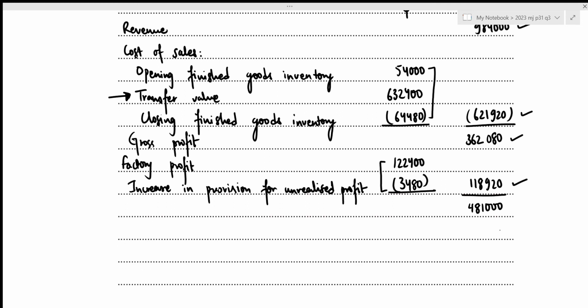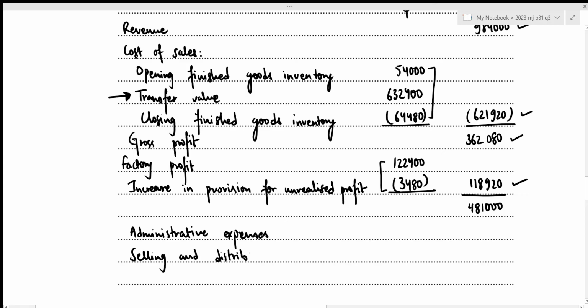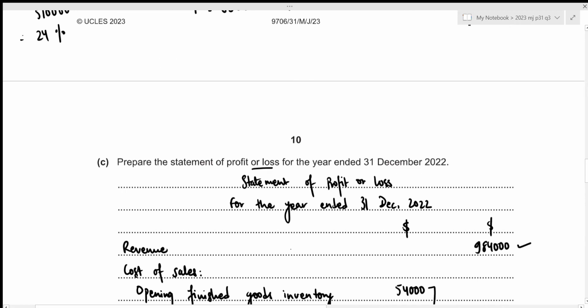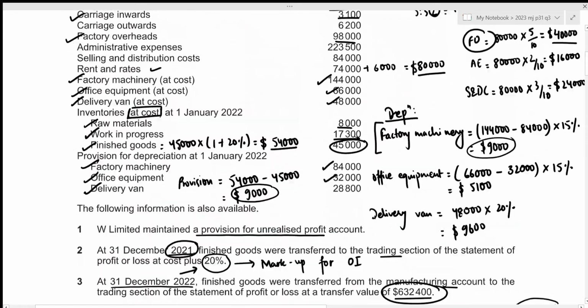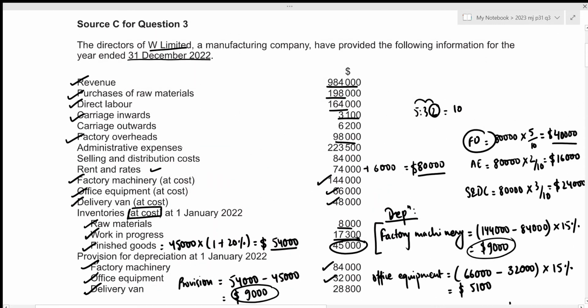Now we just need to subtract all of our overheads so that we can figure out our profit for the year. And remember that the overheads are categorized into two headings. The first one is administrative expenses. And the second one is selling and distribution costs. So we first need to figure out the total for these two headings. Let's have a look above. Alright, so let's start with administrative expenses. It's right here. We start with this amount of 223,500.